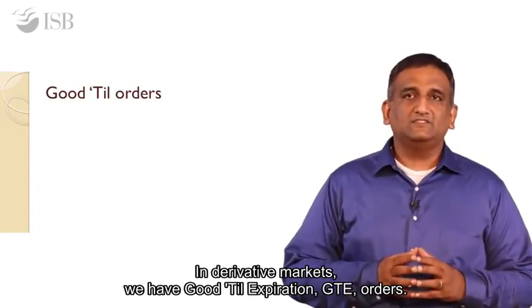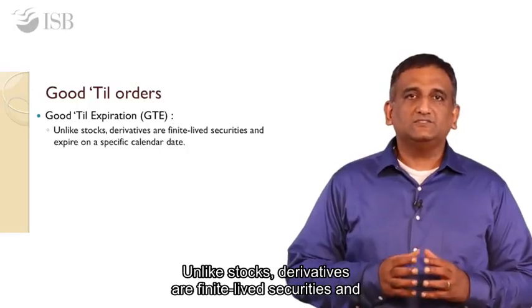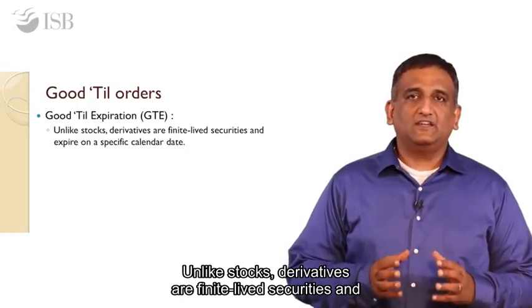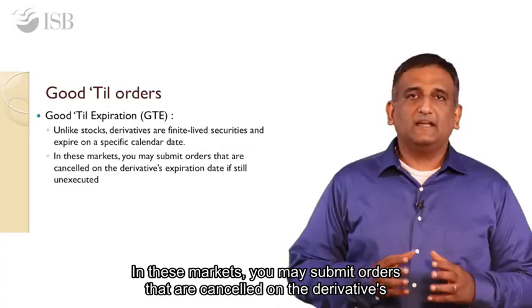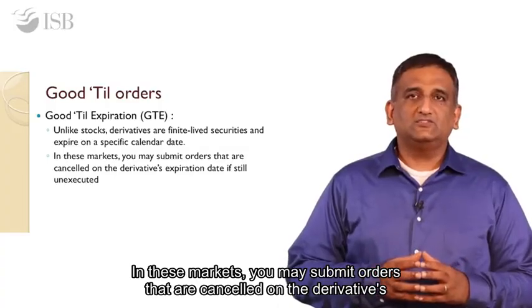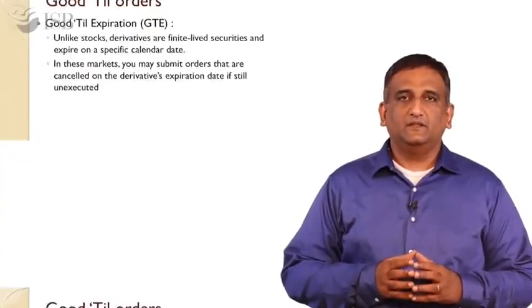In derivative markets, we have good till expiration, GTE orders. Unlike stocks, derivatives are finite-lived securities and expire on a specific calendar date. In these markets, you may submit orders that are cancelled on the derivative's expiration date if still unexecuted.